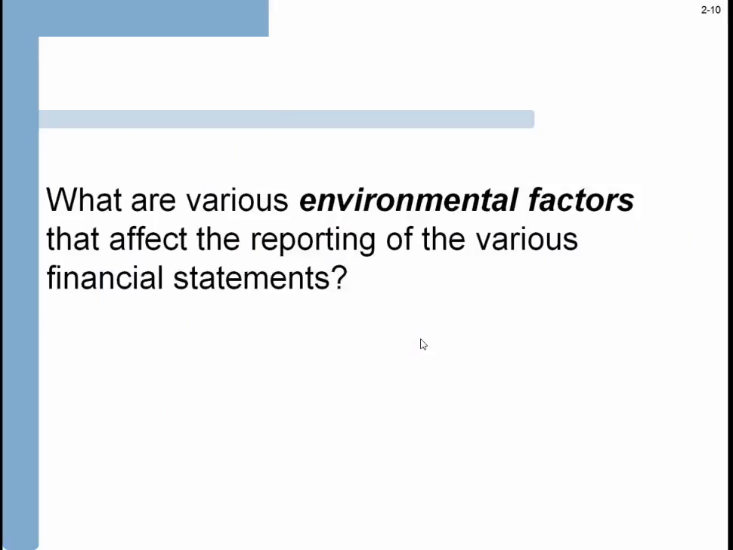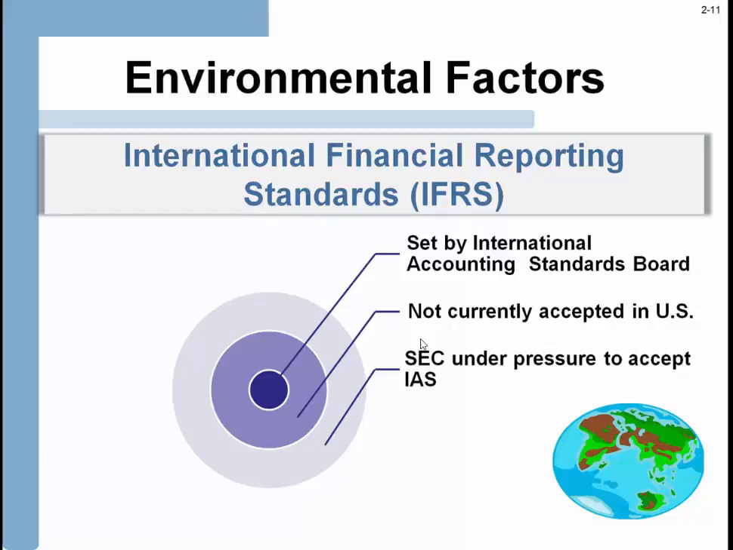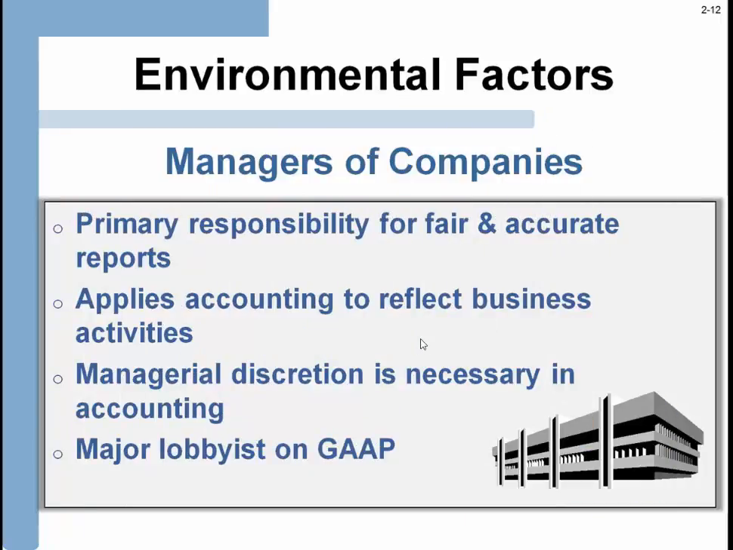What are the environmental factors that affect the reporting of various financial statements? Well, there's several. One is the International Financial Reporting Standards, IFRS as it's commonly referred to, and they're set by a board in Europe, and they're not accepted in the US as of yet. They're trying to harmonize those, but they have not been done yet. But they impact the financial statements, particularly for companies that have international operations, where they have consolidation of international operations into the U.S. company.